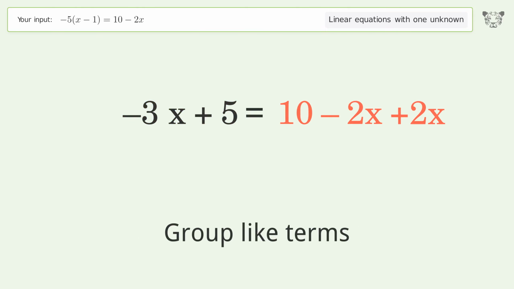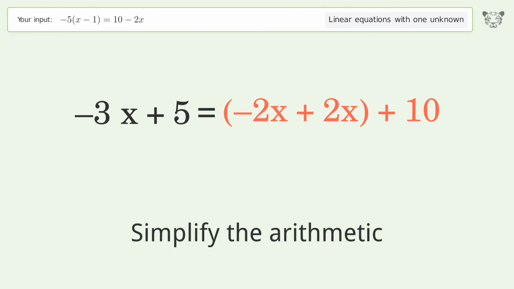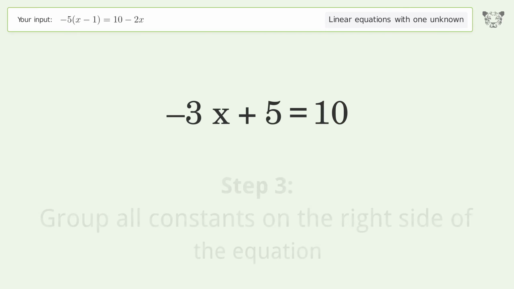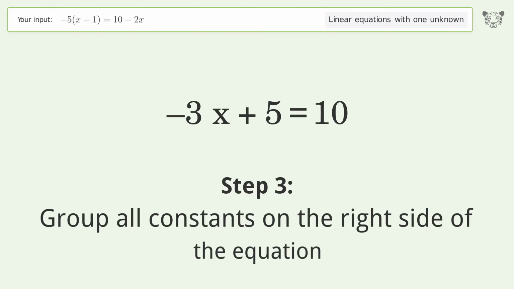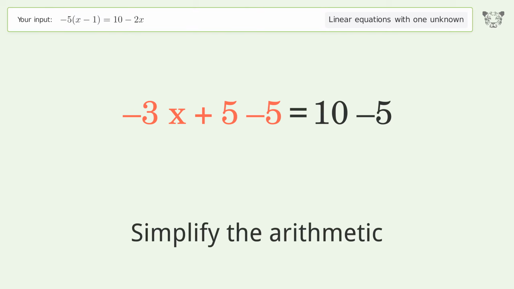Group like terms. Simplify the arithmetic. Group all constants on the right side of the equation. Subtract 5 from both sides. Simplify the arithmetic.